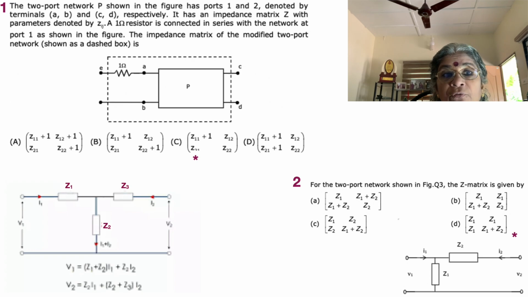So if we add a 1 ohm resistor to the input side, it affects only Z11, because Z11 is given by Z1 plus Z3, and now this 1 ohm will also come into the picture. So from all the 4 answers, we can pick out C, because only there we see that the box given for Z11 is now changed to Z11 plus 1 because of the 1 ohm resistor which has been added.